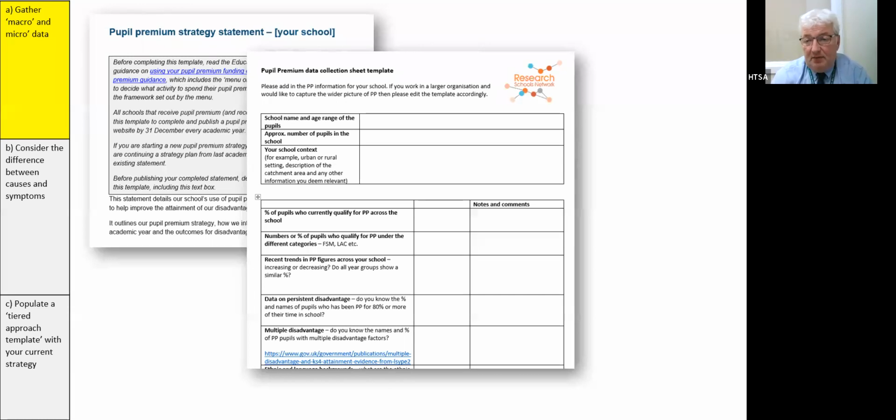Again, some of you will have good data systems, other people might have to fish around for a bit, but it is a useful exercise just to find out exactly who these children are.